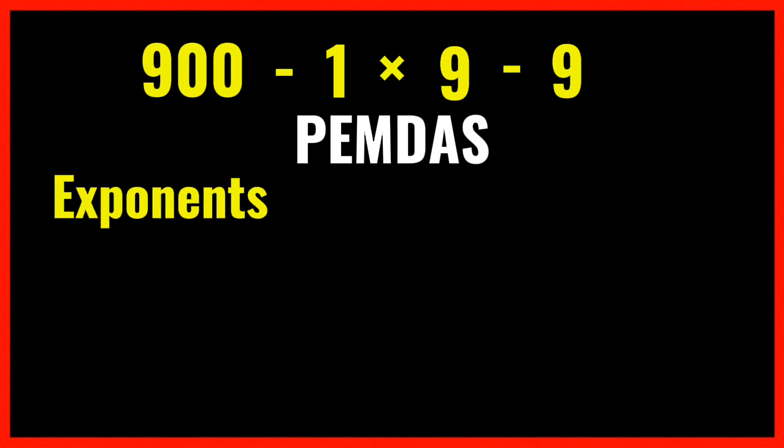Next are exponents, which are powers. For example, 3 squared means 3 times 3, which equals 9, and 4 to the power 2 means 4 times 4, which equals 16. So any exponent must be solved before moving on.